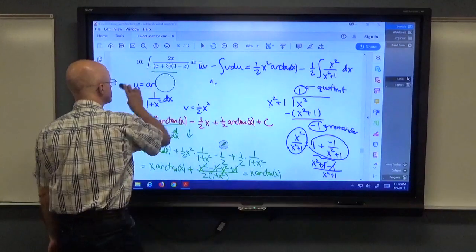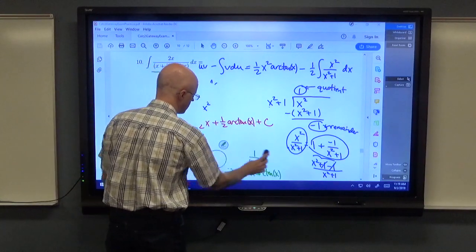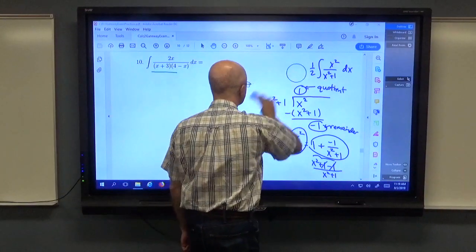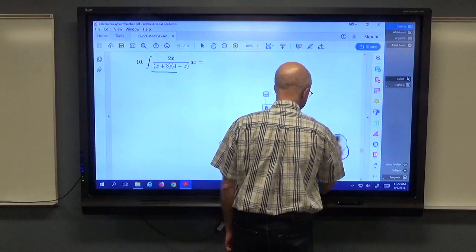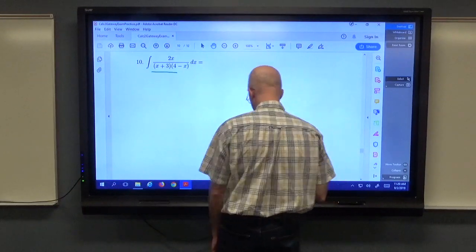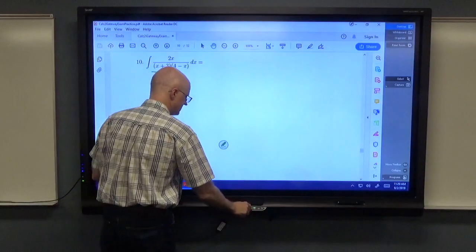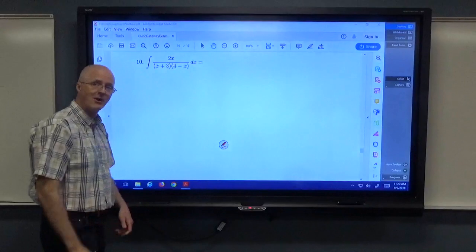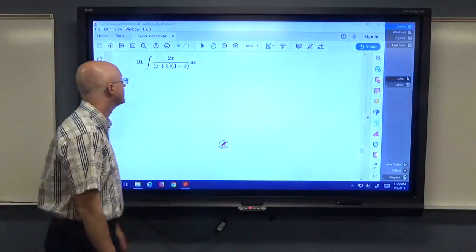This one is a partial fractions problem. If you practice partial fractions, you should be able to recognize it that way. You have a rational function that you're integrating right at the start, and the degree of the top is less than the degree of the bottom. And the bottom is already nicely factored for you. If it were not factored, you'd have to try to factor it yourself.